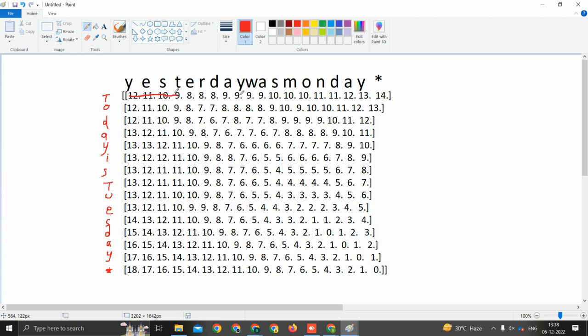How did 10 come from? 10 came from horizontal. How did 9 come from? T and T was matching, right? Yeah, then it should have been diagonal. Where are we going wrong here? I think we are going wrong, right? How do we do this?